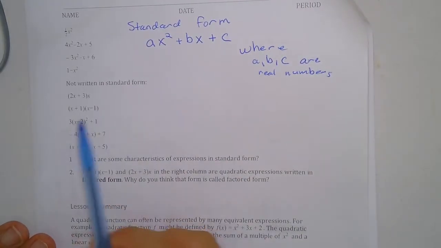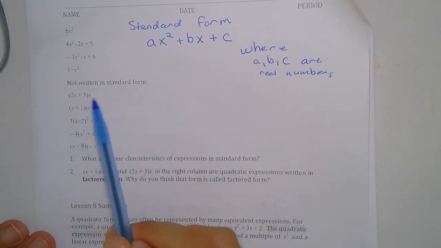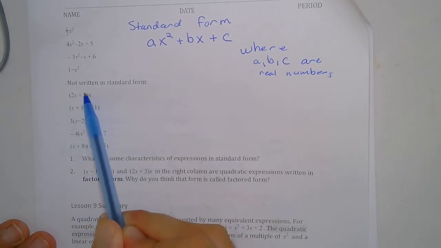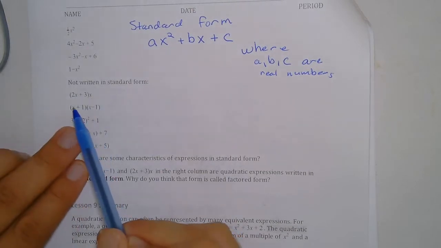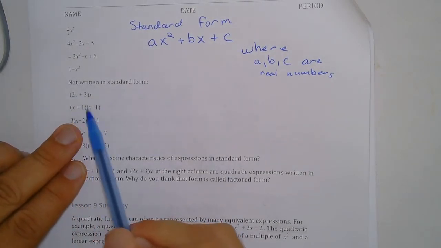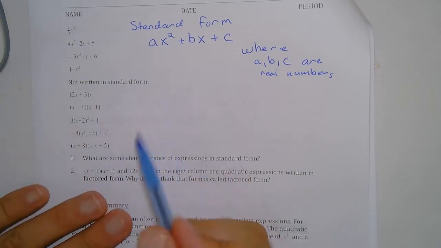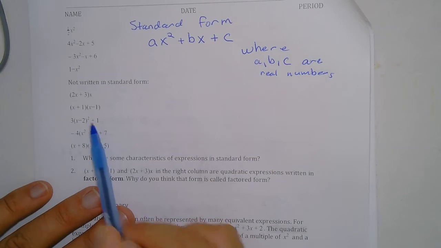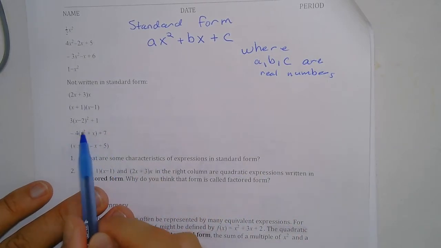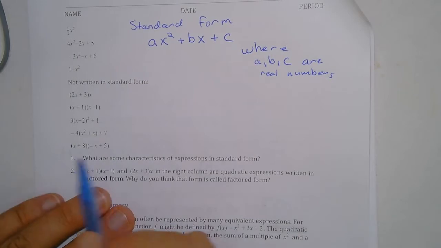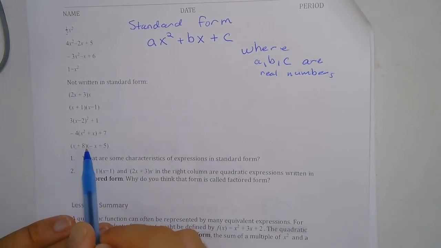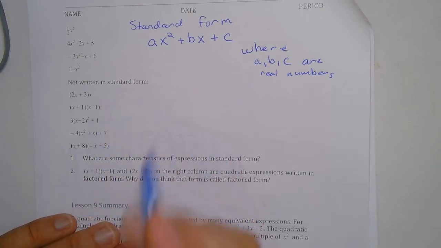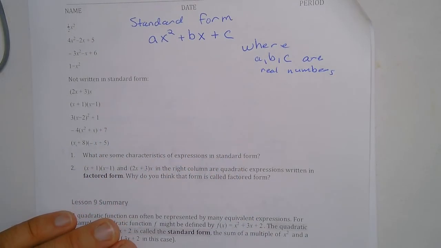So now what we're going to do is look at other forms. So this is not in standard form. We have 2x plus 3 times x. And then here we have x plus 1 times x minus 1. Here we have 3 parentheses x minus 2 squared plus 1. Here we have negative 4 times x squared plus x plus 1. And then here we have x squared plus 8 times negative x plus 5. So these are not written in standard form.